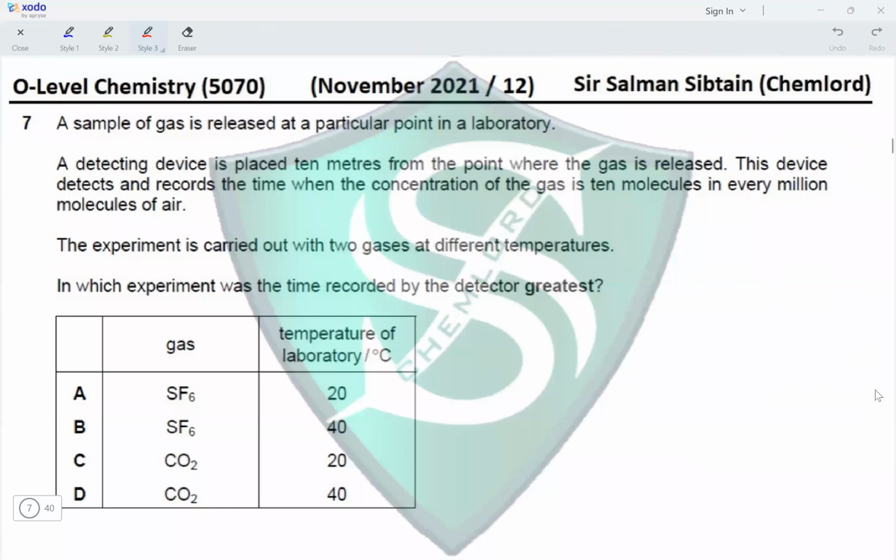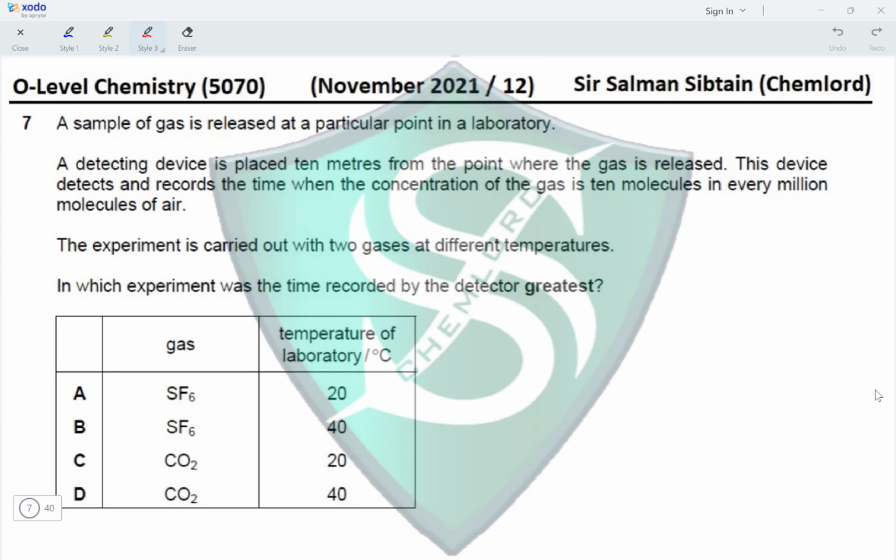Question 7. A sample of gas is released at a particular point in a lab. A detecting device is placed 10 meters from the point where the gas is released. This device detects and records the time when the concentration of the gas is 10 molecules in every million molecules of air. The experiment is carried out with two gases at different temperatures. In which experiment was the time recorded by the detector greatest?